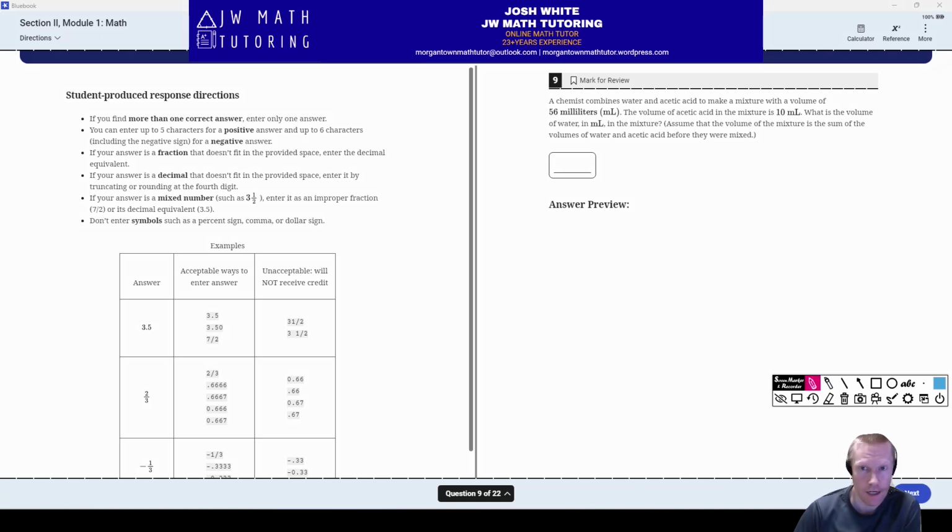Next up, number 9. So all that's happening in this problem is the wording of this is really confusing relative to how simple and basic of a problem it actually is. Essentially what's happening is you're taking 10 mLs of acid and you're adding that to some unknown mLs of water. Okay, and together you get a mixture which is 56 mLs. So it's really just asking, but how much water did you add? Well, it's 46 mLs, and that's it.